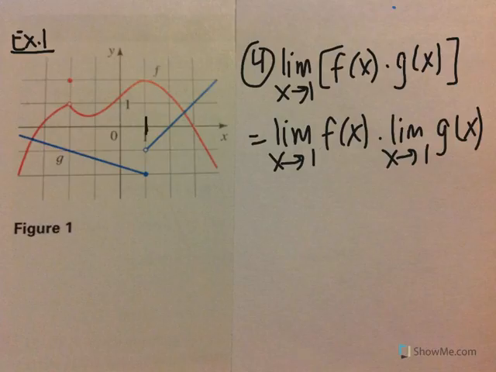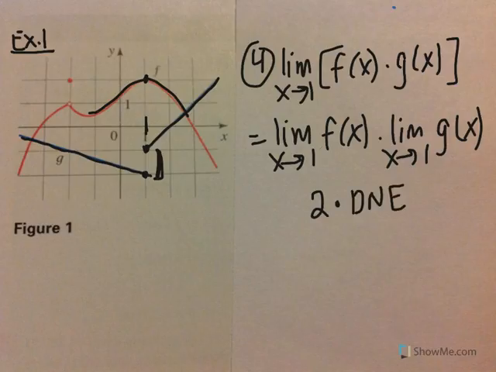So here's 1 again. f of x is the one in red, so as I approach 1 from the negatives, it looks like it's 2, and from the positive, it's 2. So I get 2 times, and then as x approaches 1 from the negatives on g, it looks like it goes to -2, but when I approach 1 from the positives, it looks like it goes to 1. Because these go to two different values, this does not exist. If they went to the same number, it would. So basically, the limit isn't possible. It does not exist. So you can't multiply one that does and one that doesn't.